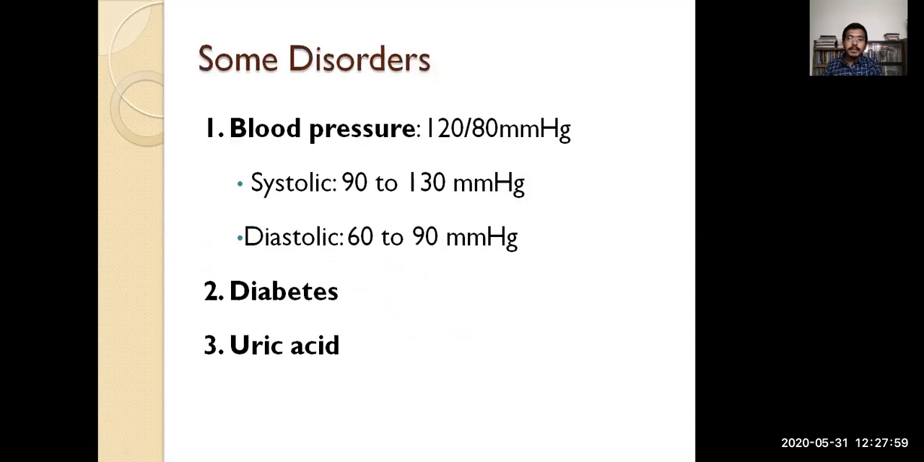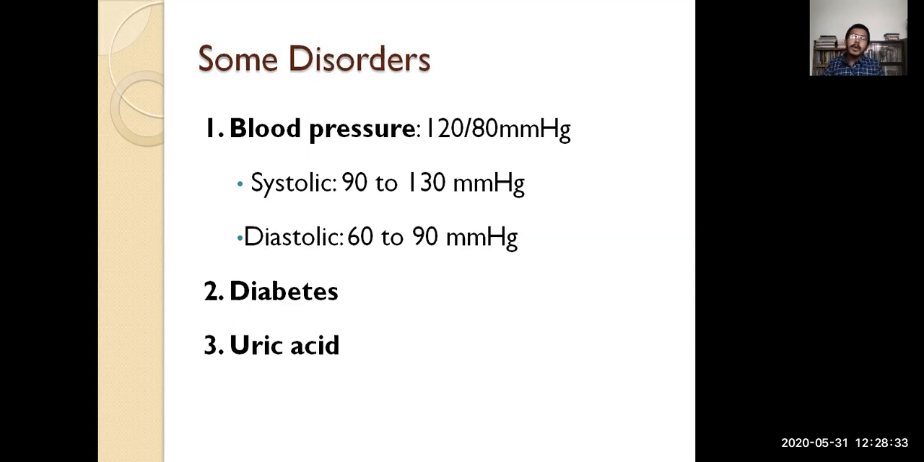So we have already discussed this system, and there are lots of disorders that arise in a person if there is a lower concentration of blood, or, let's say, turbulent or hazardous flow of the blood in the blood vessels or circulatory system. But in the text, only blood pressure, diabetes, and uric acid have been discussed in the class 10 book. So we will discuss only these disorders.